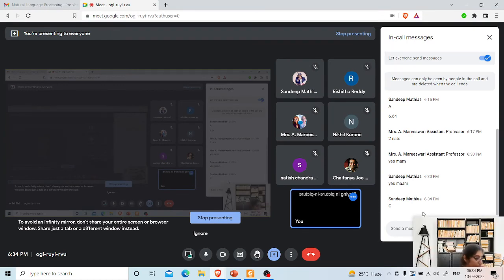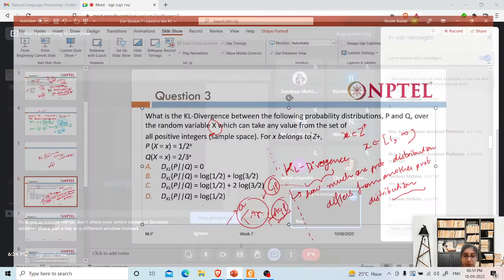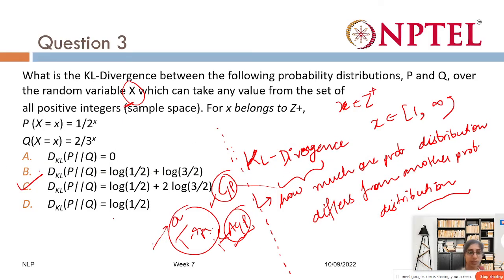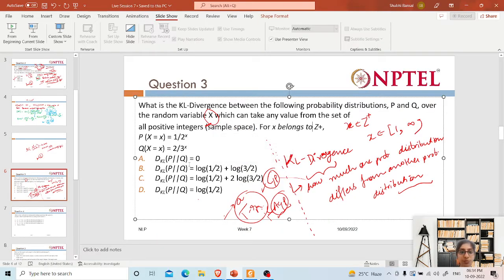C. Okay, great. The correct answer is option C, as Sandeep has already solved. Let me discuss the solution with you.